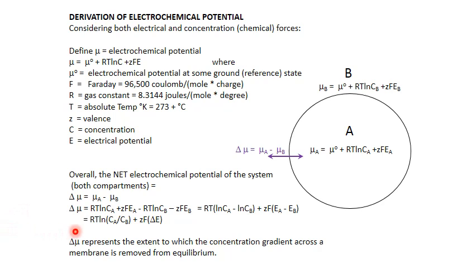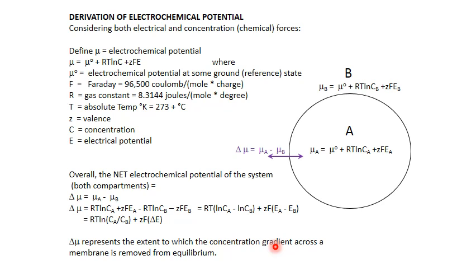equation and simplifying, basically come up with a term for the net or difference electrochemical potential across that membrane as proportional to the log of the concentration difference. So there's a concentration term plus an electrical potential difference times the valence and the Faraday. So this quantity delta mu represents the extent to which the concentration gradient across these two compartments is removed from an equilibrium situation.